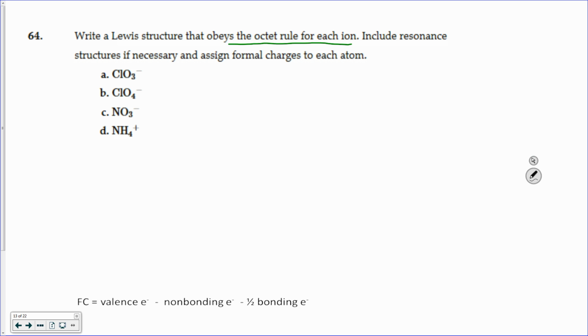So let's start with A. I've got chlorine has 7 electrons. Each oxygen has 6. There's 3 of them, so that's 18. And it's a -1 charge, so that gives us 1 more. Put that together, I got 26. So I did it right. All right, so it's 26 electrons.